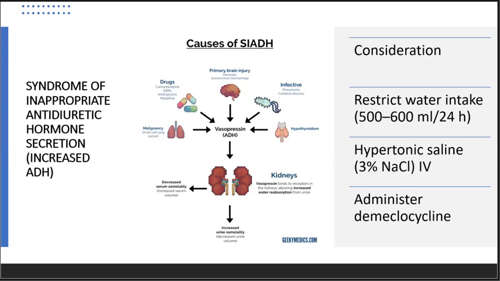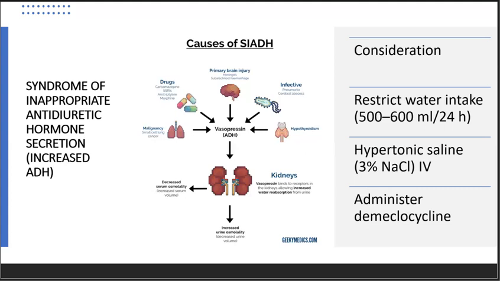Some diagnostic tests we can run for this client would be some blood tests, where we'll find out that the serum sodium is decreased because of the effects of the antidiuretic hormone. Again, plasma osmolality is also decreased. And again, you will see increased urine-specific gravity.